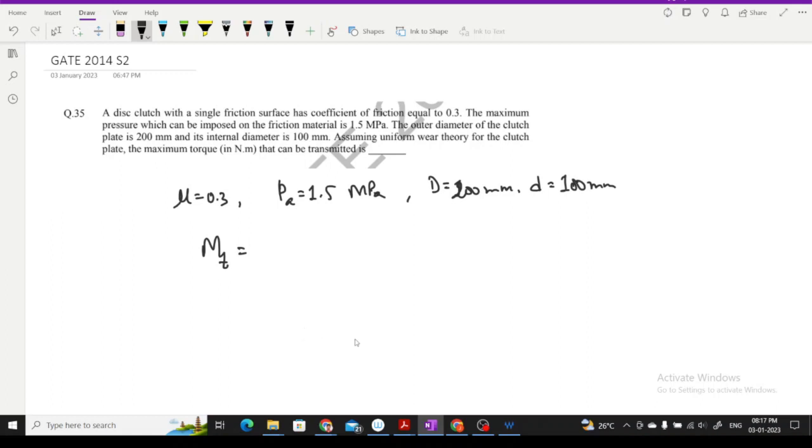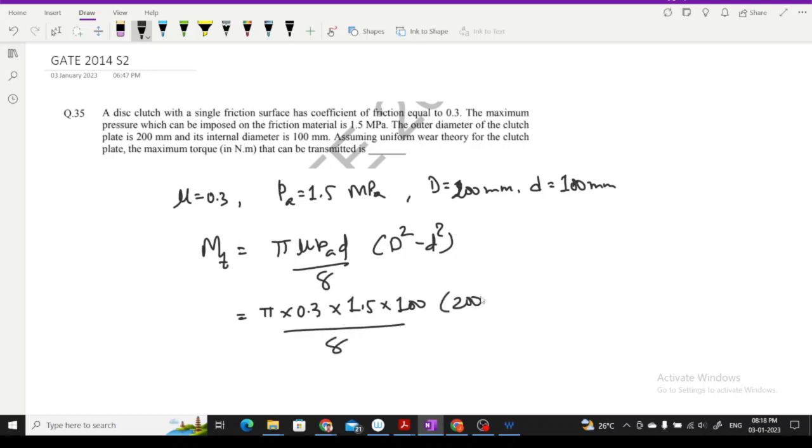Pi by 8. Sorry? 1/8 pi into mu into P into D, so this is pi mu P D by 8, right? Yes, sir. D square minus d square, right? Yes, sir. So in this all the data is given, right? So it will give you answer around 530 Newton meter, correct? Right? All of you are getting this? Yes, sir. Okay. So then, next.